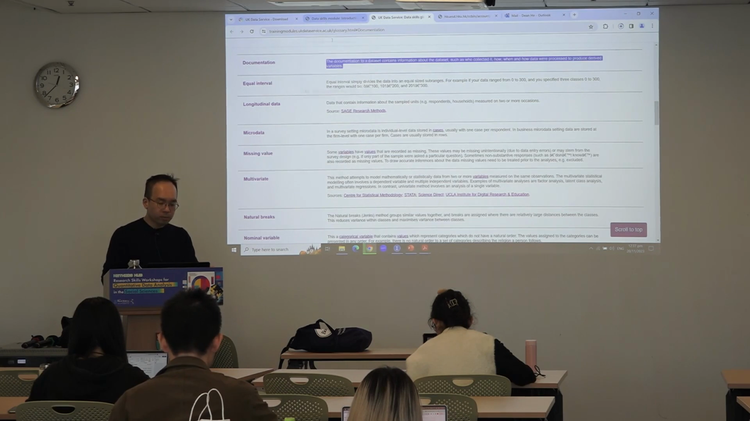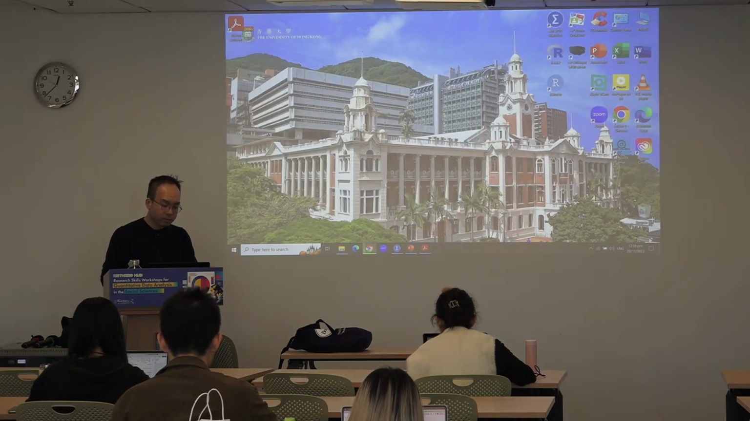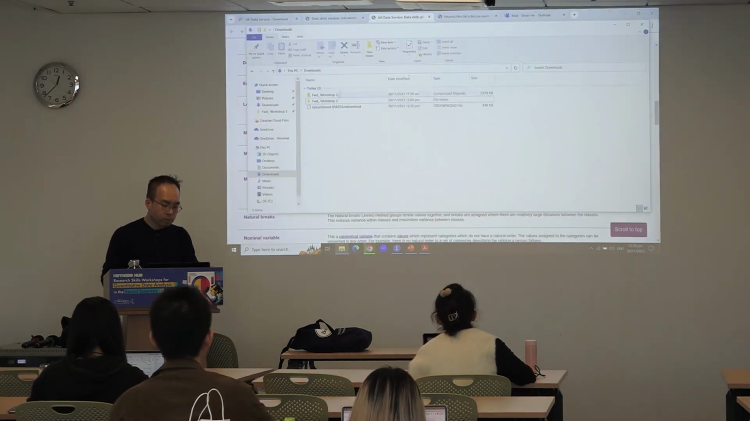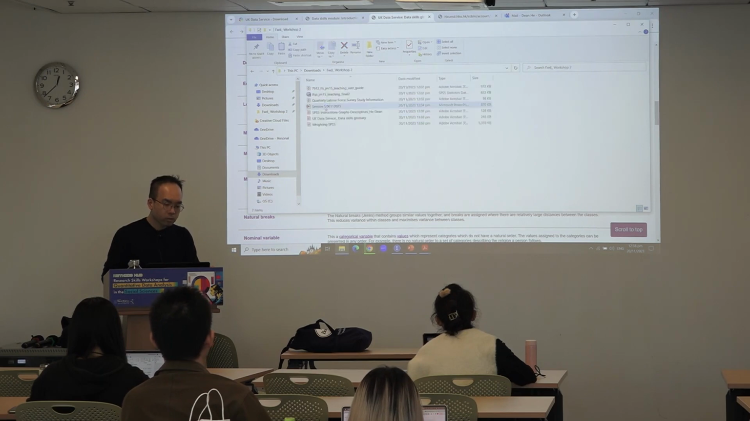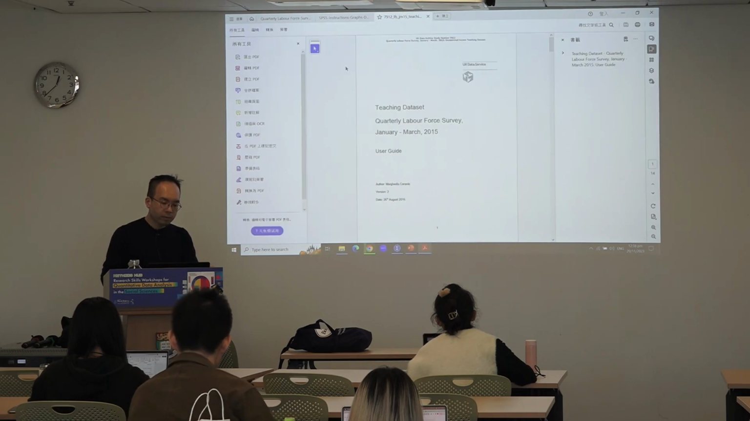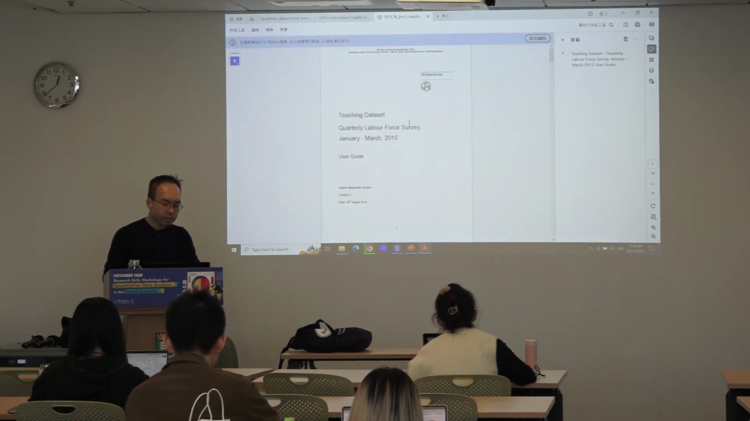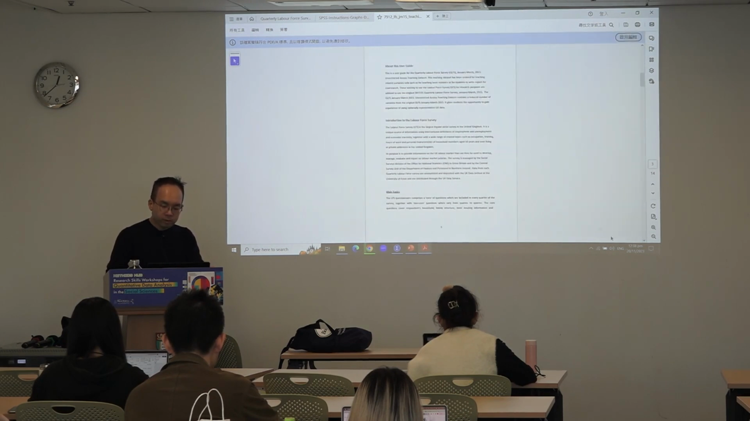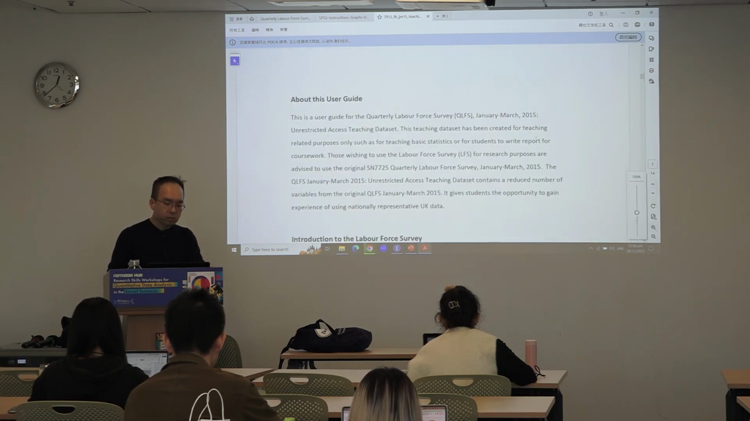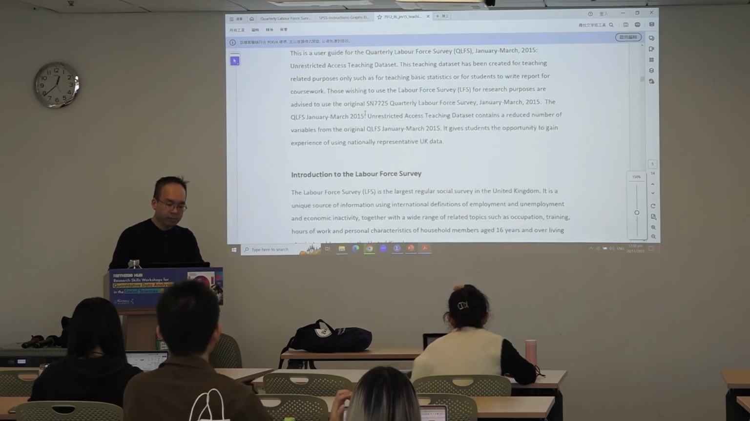Basically, in every data set you can download, and it looks like it's downloading this time, which is good, there will be documentation. Hold on, I'm going to go back here. I extracted this one, I'll just show you. The documentation is pretty straightforward. This is the documentation of the teaching data set, the one we used in the first survey, the first couple of workshops. So this is the user guide and everything about it.